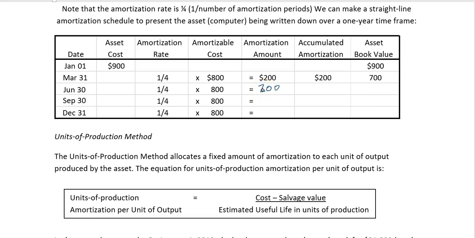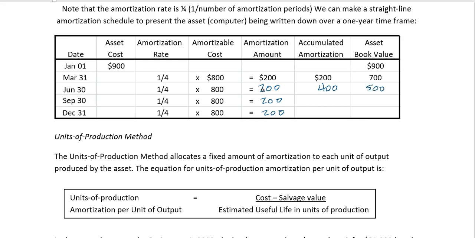So the nature of straight line amortization is such that we get the same number for each period. A quarter times 800 amortizable cost, we get 200 every quarter. So as I mentioned in the last video, this is a tally column for amortization. So we have 200 last year plus another 200 this year gives us 400. And then our new book value is 900 minus 400, which is 500.